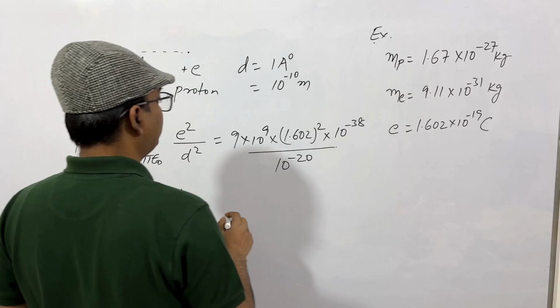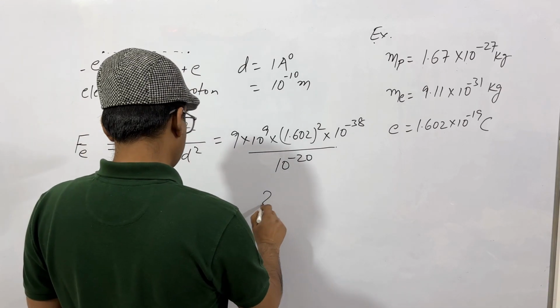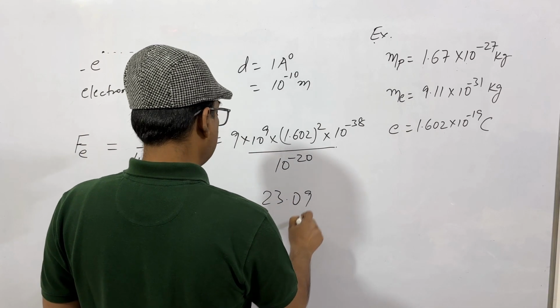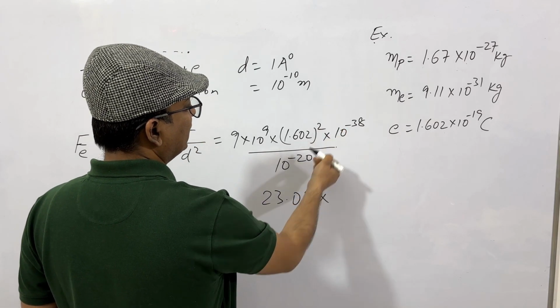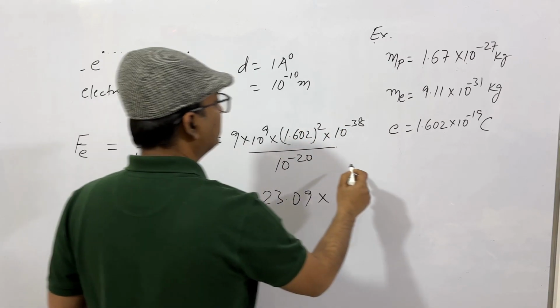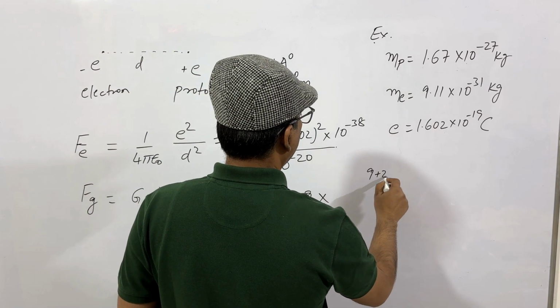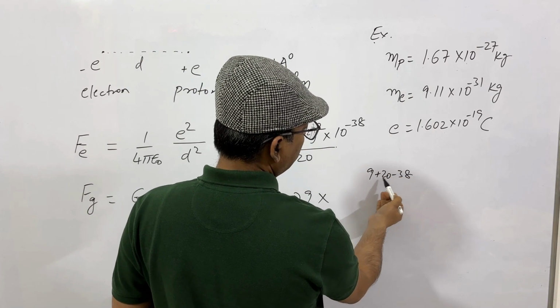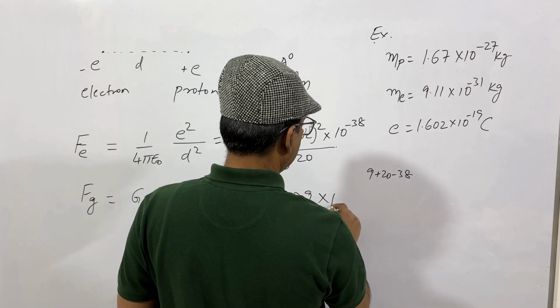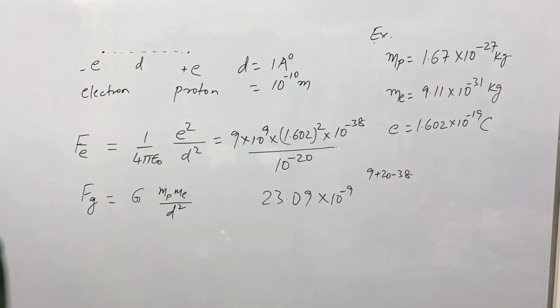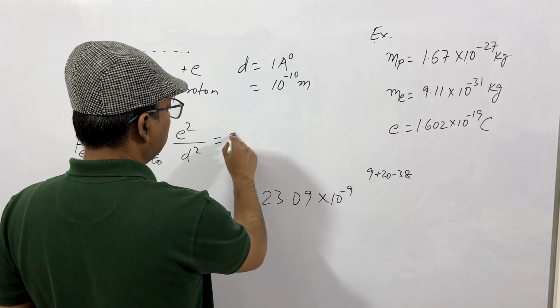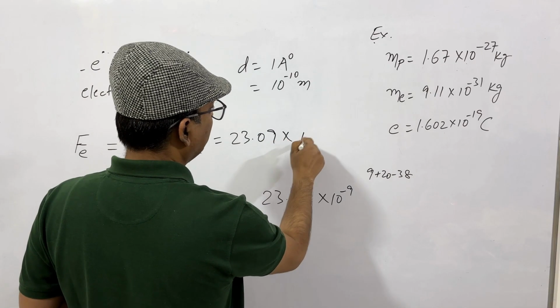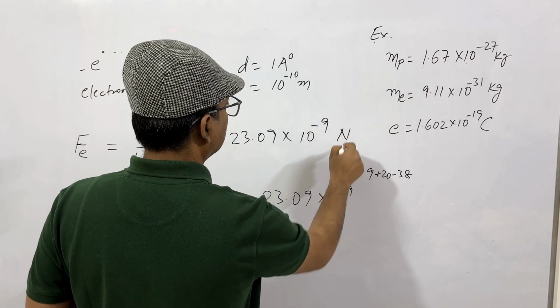So it comes to 23.09 into, see, this will go in the numerator and this will become positive. So this will actually be 9 plus 20 minus 38. What is this? 9 plus 20 is 29, and then minus 38. So this is 10 to the power minus 9. So what we get is 23.09 into 10 to the power minus 9, and this is a force, so the unit is Newton.